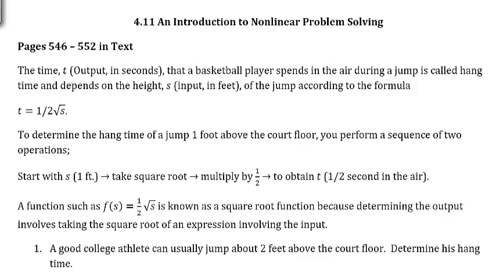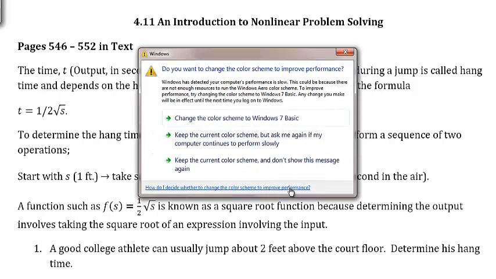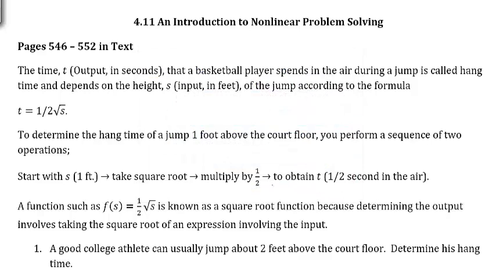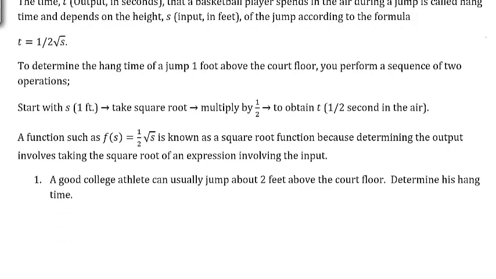To determine the hang time of a jump 1 foot above the court floor, you perform a sequence of two operations. You start with s, which is 1 foot, and you take the square root of it and then multiply it by 1/2. The square root of 1 is 1. After you multiply by a half, you end up with 1/2. A function such as f of s equals 1/2 times the square root of s is known as the square root function because determining the output involves taking the square root of an expression involving the input.